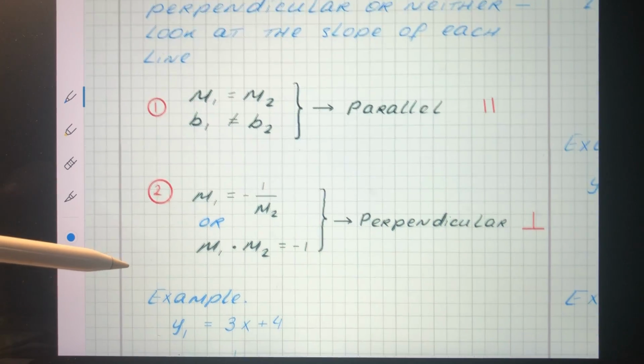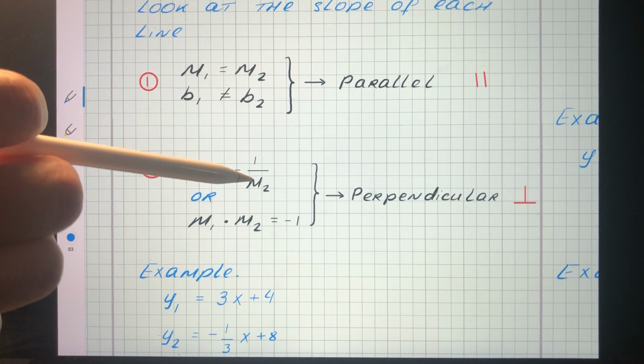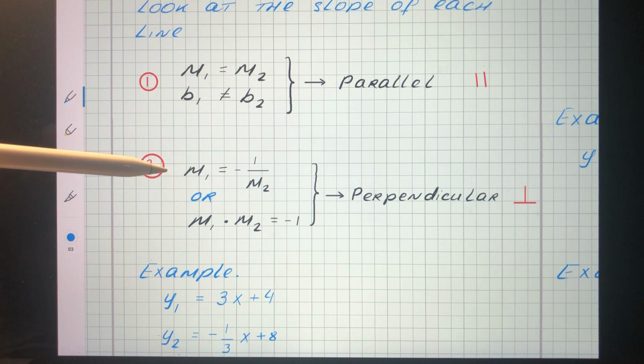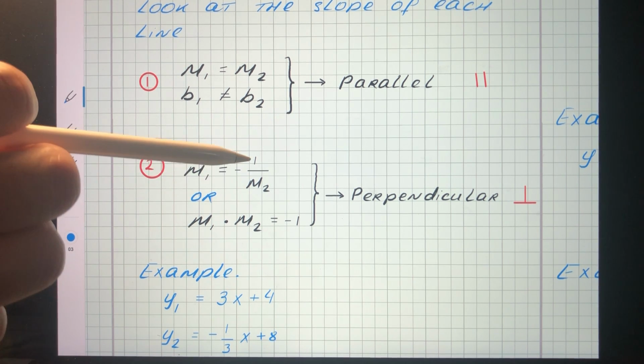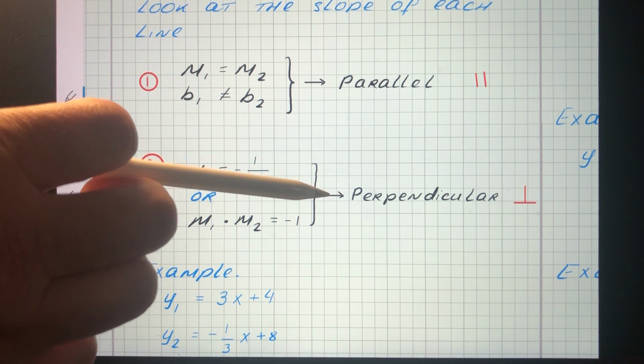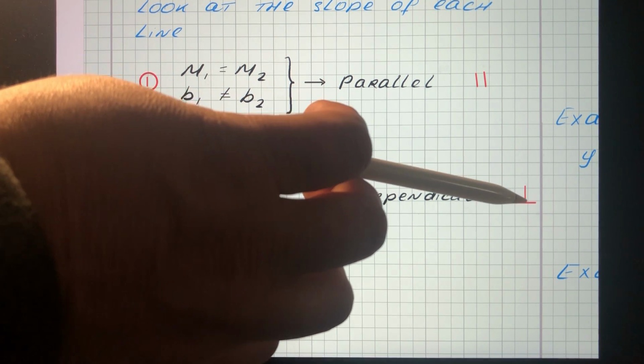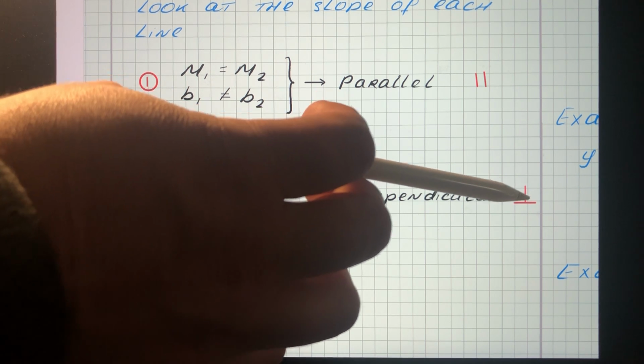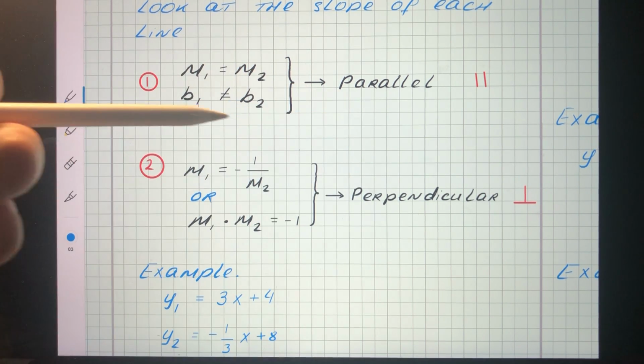The second possibility is if the slopes are negative reciprocals of each other. The signs are opposite and the numbers are flips of each other. Then these two lines would be perpendicular. The symbol for perpendicular is the upside down capital T, which sort of looks like two perpendicular lines.